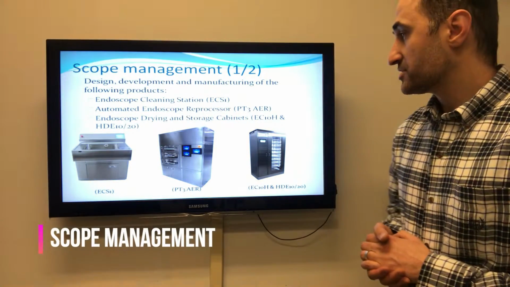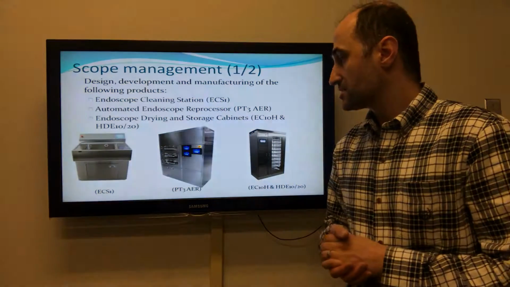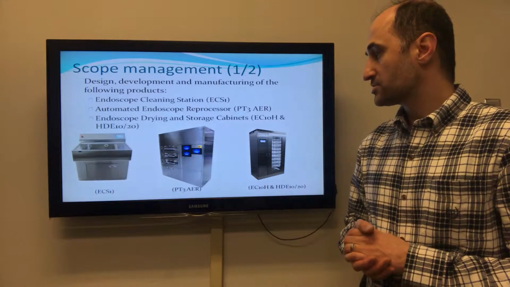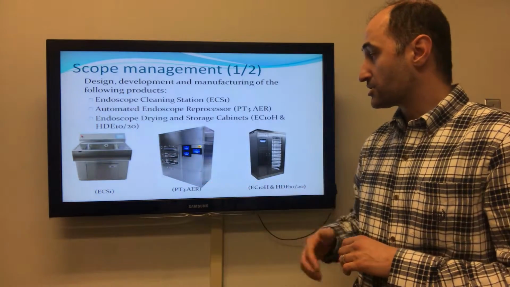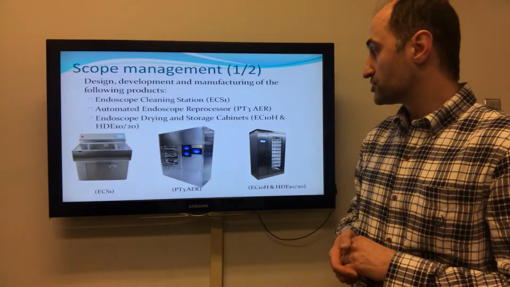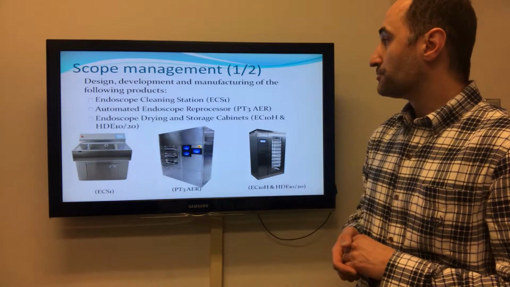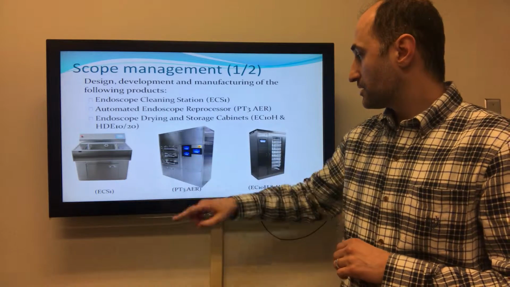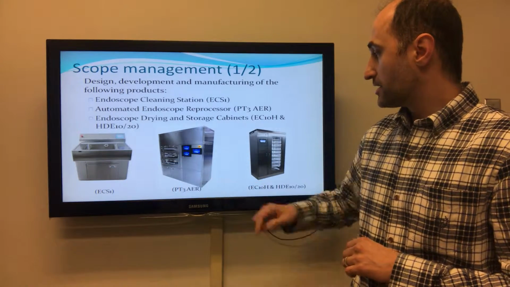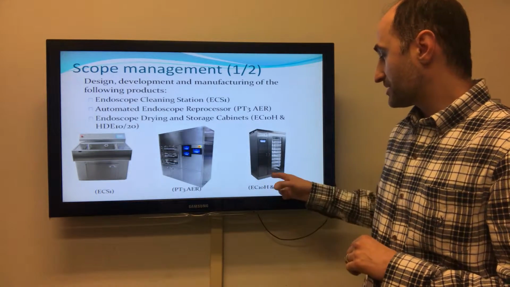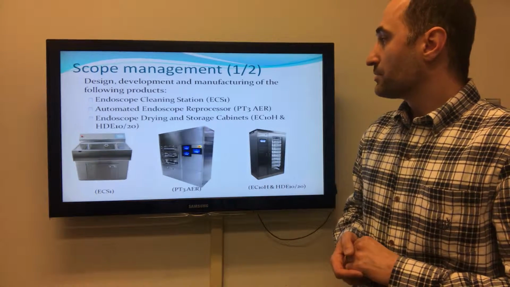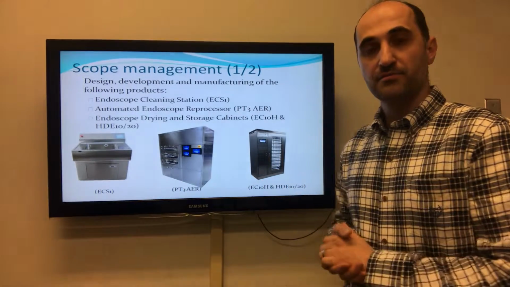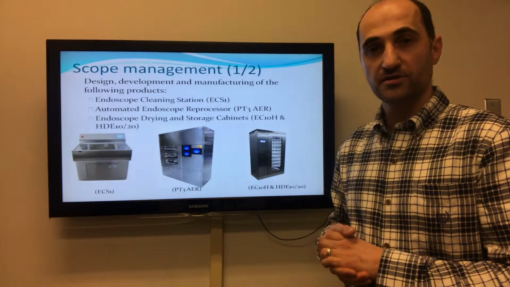So as you saw in the previous video, this project was to develop and design the three endoscopy products which you see here, the sink unit, the processing unit, and the cabinet unit. And basically this is the main part of the product.